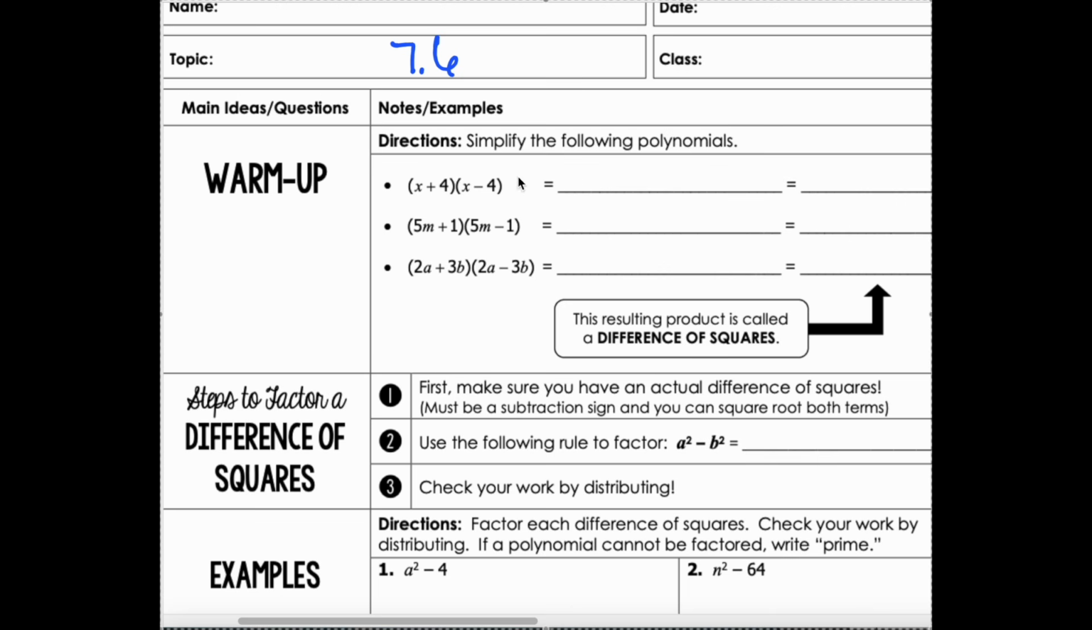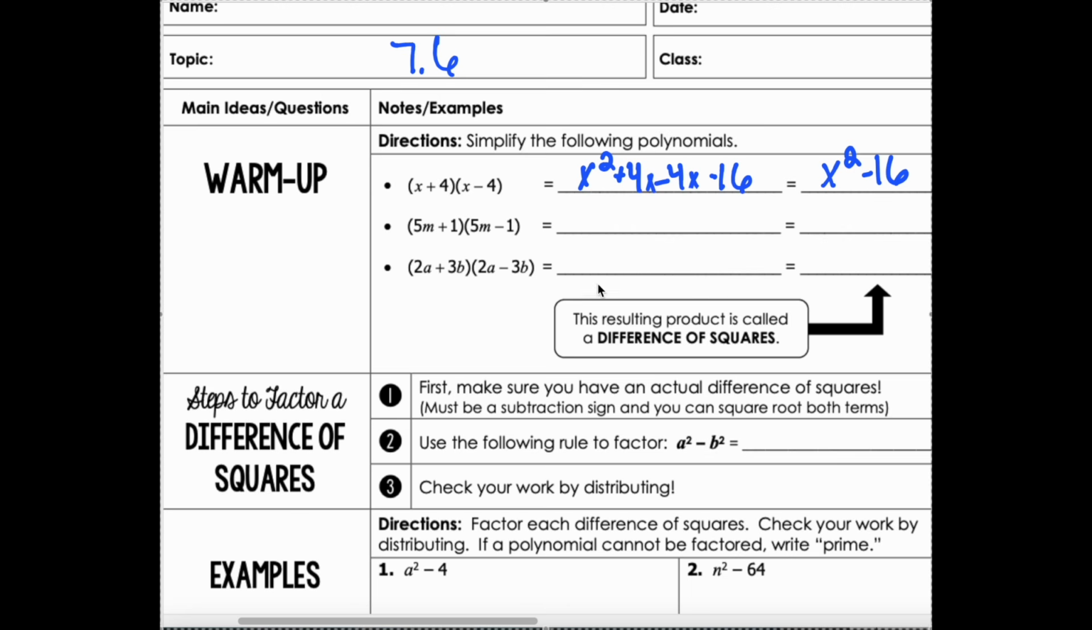We have x times x is going to be x squared. 4 times x is positive 4x. Then we do our outer, which is x times negative 4, which is negative 4x. And then 4 times negative 4 is negative 16. We can see right here that our positive 4x and our negative 4x are both canceling each other out. So what we're left with is x squared minus 16.